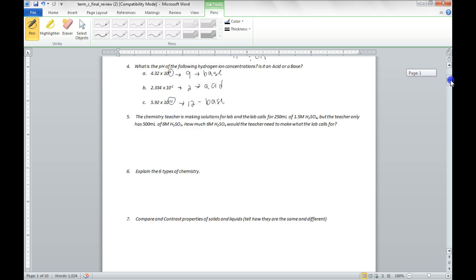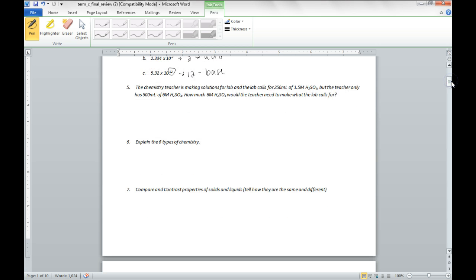Next, we have a chemistry teacher making solutions for a lab, and it calls for 250 milliliters of 1.5 molar H2SO4, but the teacher only has 500 milliliters of 6 molar H2SO4. How much 6 molar H2SO4 would the teacher need to make what the lab calls for? This is the molarity calculation, where we have the molarity of what we need times the volume is equal to the molarity of what we have times the volume.